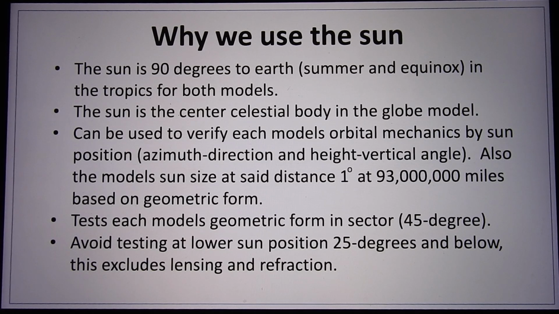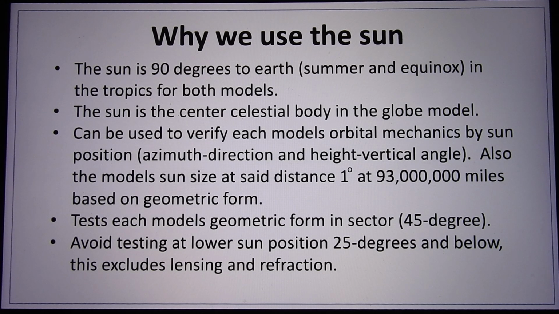Why do we use the sun? The sun is 90 degrees to Earth in the summer sun season and during the equinox in the tropics for both models, both the flat Earth and the globe model. That's very basic. The sun is the center celestial body for the globe model. That's why we want to use it. That becomes a primary aiming reference or aiming point, because then we can check that model's orbital mechanics. This can be used to verify the model's orbital mechanics by the sun's position, its azimuth or direction from our orienting station, and height or the vertical angle measured from our orienting station. So it's got to pass those two measurements.